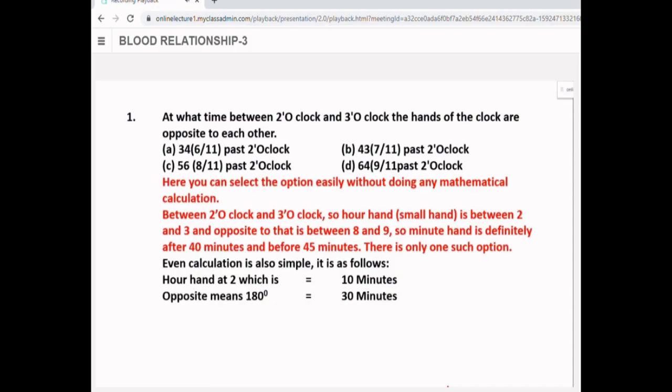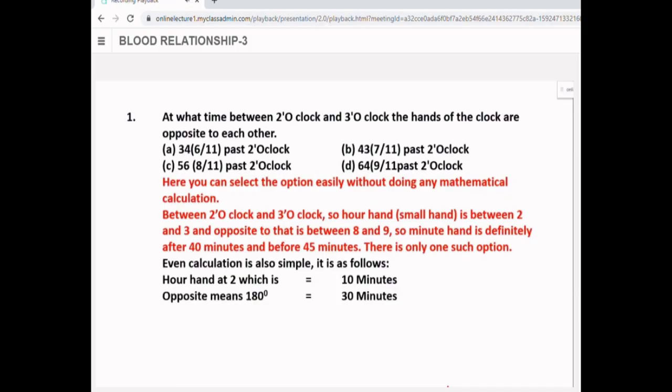1 minute is 6 degree. So 6 degree means 1 minute. So 180 is 30 minutes. So always 180 is 30 minutes.